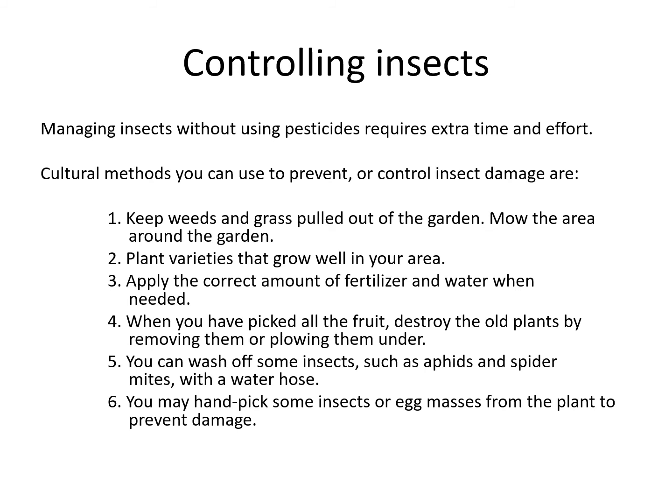So here's some cultural methods you can use. Keep weeds and grass out of the garden. Keep it clean. Keep the area around the garden mowed and keep it clean. Plant varieties that grow well in your area. Apply the correct amount of fertilizer and water when needed. And don't overwater. And I preach this over and over. Most of our problems is caused by overwatering in the garden and the lawn. So don't overwater. And that'll be on the PowerPoint series, Garden Wise series, under Water in the Garden.